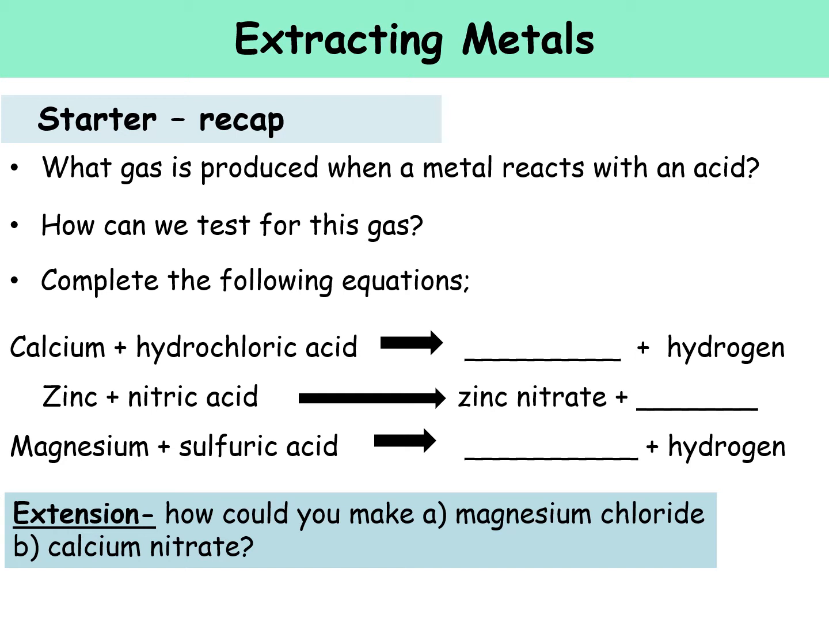Okay, so our first thing we're going to have a go at today is a little starter that I've got on the slide, and it's a bit of a recap of some stuff that you actually covered a few lessons ago now. It's to do with the lesson on metals and acids. So I want to see whether you can remember this stuff. Two questions at the top there. What gas is produced when a metal reacts with an acid? How can we test for that gas? And then I've got some equations with some missing words.